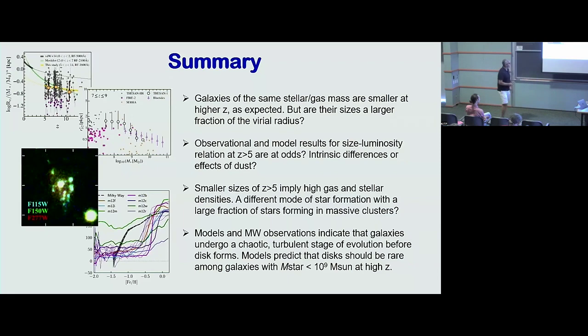And models and Milky Way observations as well indicate that galaxies undergo a chaotic, turbulent early stage of evolution when the disk does not exist. The disk forms at some point, and we clearly see this happening in simulations, and we see evidence in the Milky Way, something I have to skip, but ask me afterwards, that such a stage existed and the disk formed at some point, but the exact physics of this formation is still being debated. Thank you.